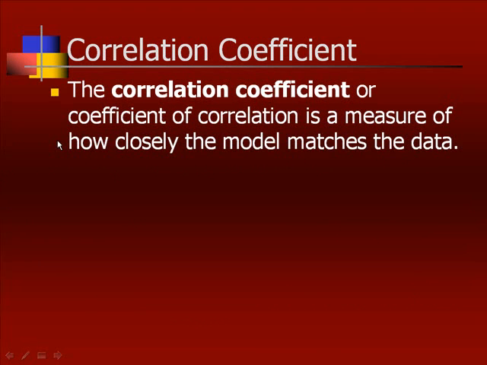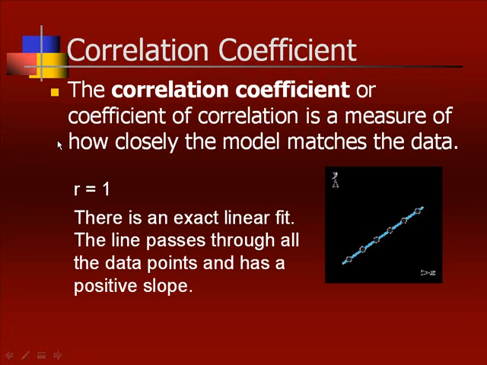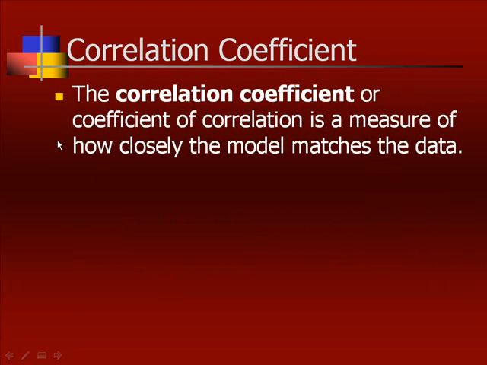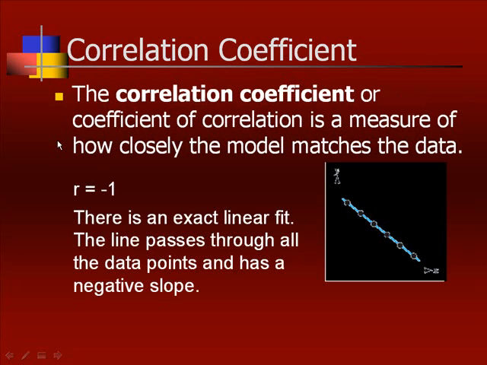Okay, your calculator is going to give you a correlation coefficient, which tells us how closely the model matches the data. If you get an R value of 1, then it is an exact linear fit. Every point is on the line, and it's not a problem. Okay? If R is -1, that means it's still a perfect fit. However, it's a negative correlation, so that means that line would have a negative slope.